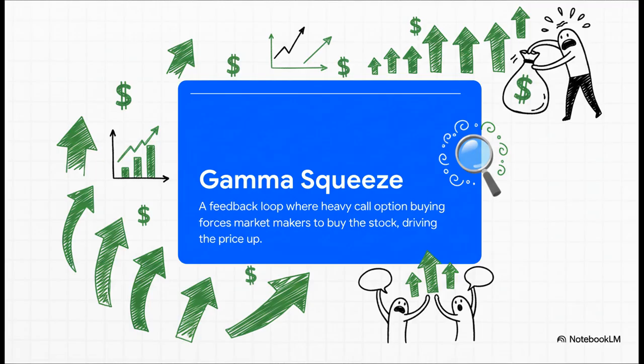This gets triggered when a massive number of people all start buying call options, which are just bets that a stock's price will go up. The big banks and firms that sell those options, the market makers, can't just sit there with all that risk. To protect themselves, or hedge, they have to go out and buy shares of the actual stock. And that buying pushes the stock price up, which means their risk just went up again, forcing them to buy even more stock to stay hedged. It's this incredibly powerful, self-feeding upward spiral.